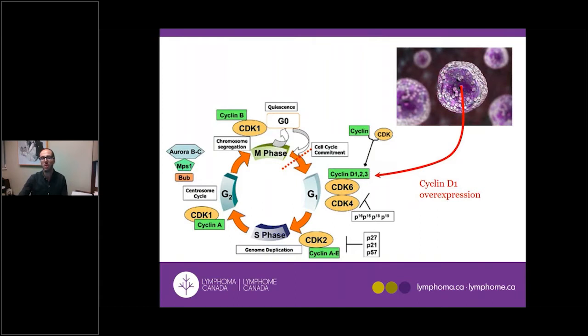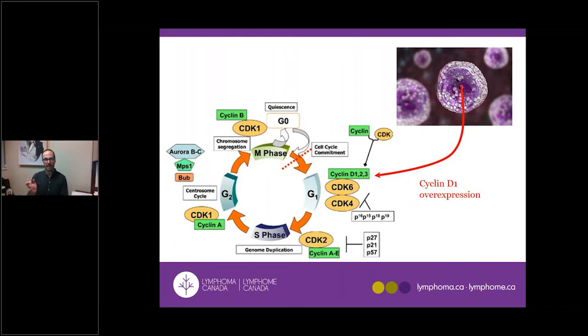So almost all mantle cell lymphomas, the genetic hallmark is the overexpression of a protein called cyclin D1. You can see cyclin D1 overexpression in other lymphomas. Sometimes diffuse large B-cell lymphoma will have cyclin D1 overexpression, but by and large, this is a phenomenon exclusively limited to mantle cell lymphoma. And the role of cyclin D1 is the regulation of the cell cycle.